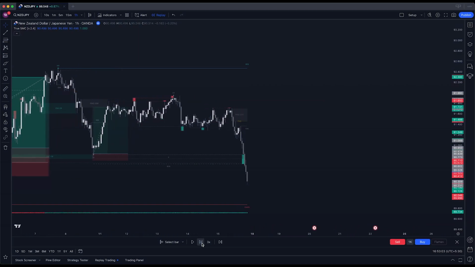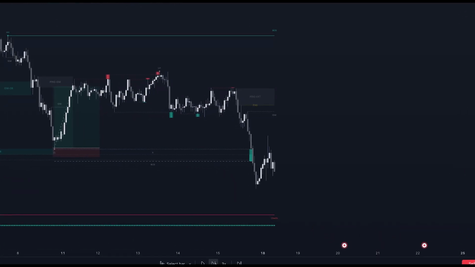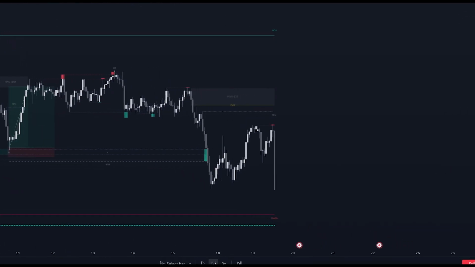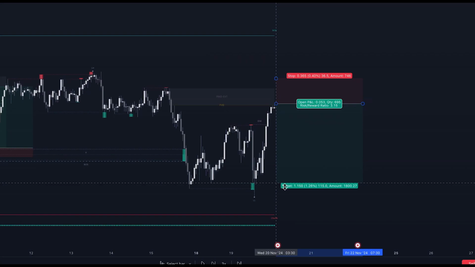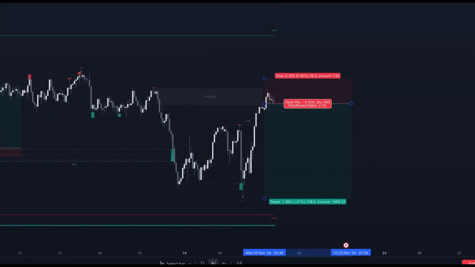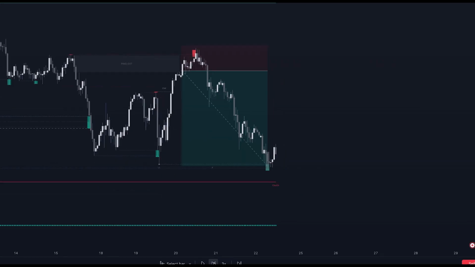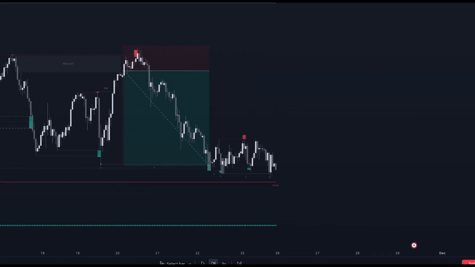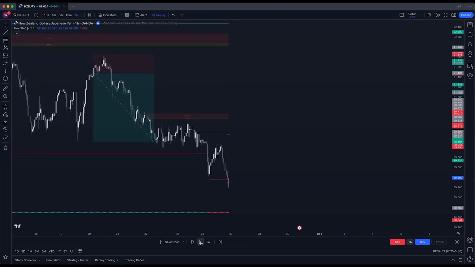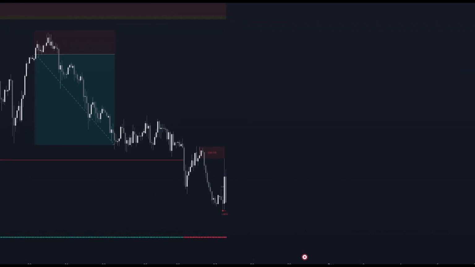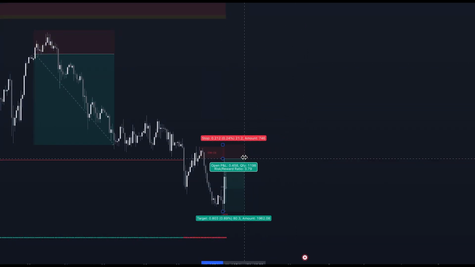Here you can see the market reversed from the IDMOB. Here you can plan for a sell again. See what happened next. The market mitigated the IDMOB. You can sell here.